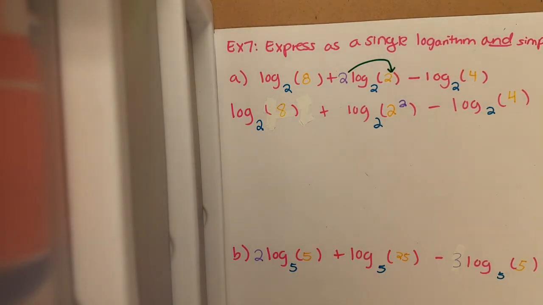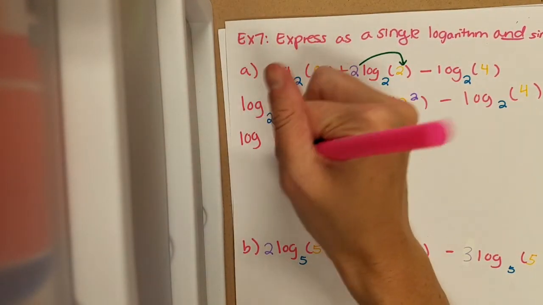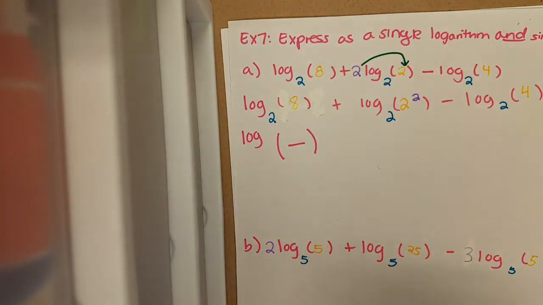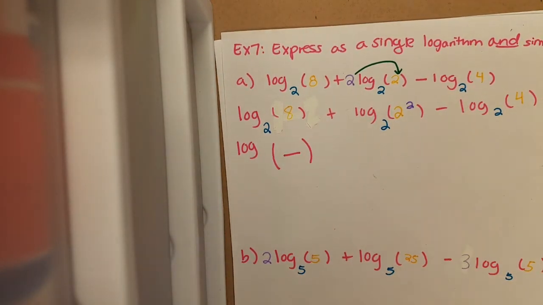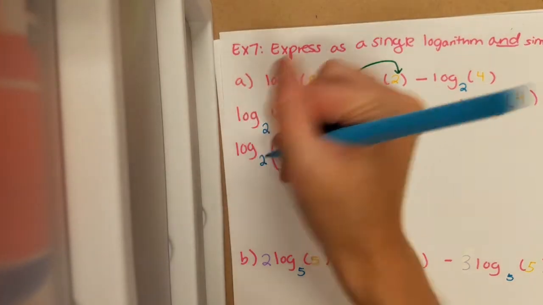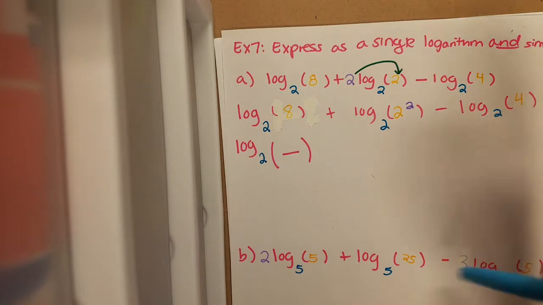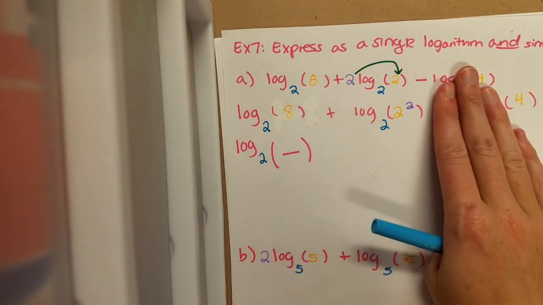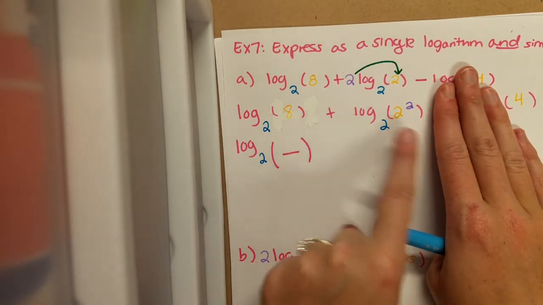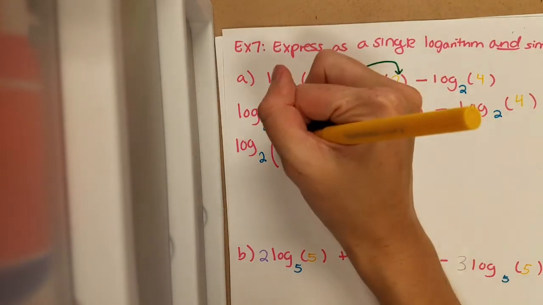Okay, so now that we've applied the power property, now we are going to express this as a single log, so only one log. So I'm going to set it up and explain how I'm setting it up. Alright, all these have base 2, so guess what? My single log will also have a base 2. Okay, and we're going to work our way from left to right. The first 2 logs I see are added together, so that means we're going to be using the product property. So we will be multiplying the values inside the log. So this will be 8 times 2 squared.